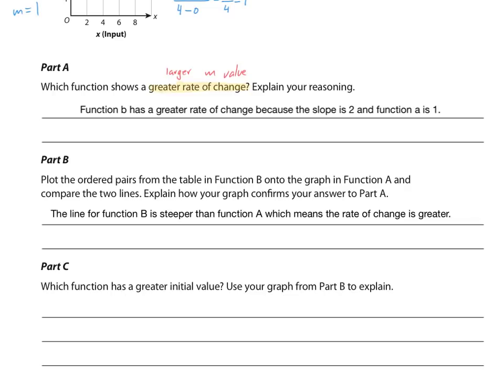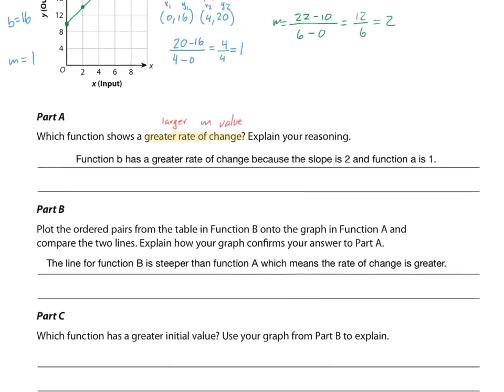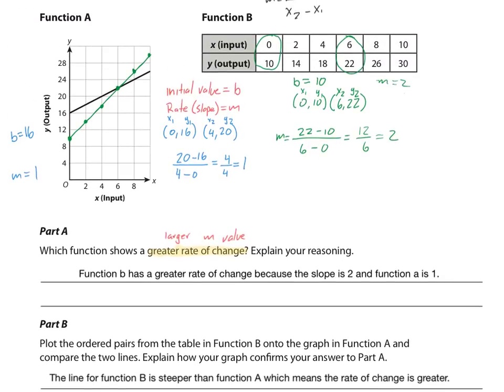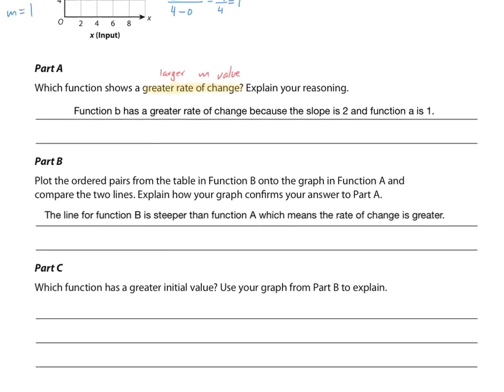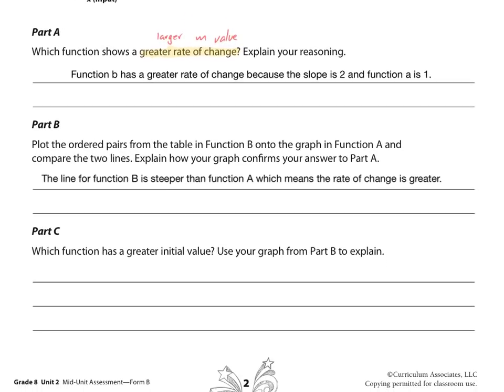And then it says, which function has a greater initial value? Use your graph from part b to explain. Now, we already had found the initial value for both functions, but using the graph is going to make it easier to visualize it. The initial value for function a is 16. The initial value for function b is 10. As you can see, 16 is larger than 10. So we're going to put that function a has a greater initial value.